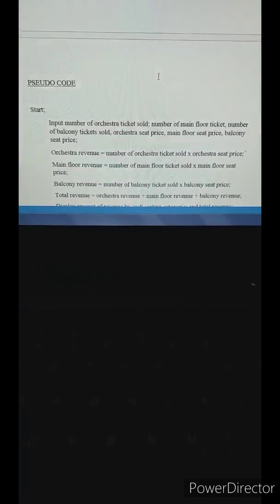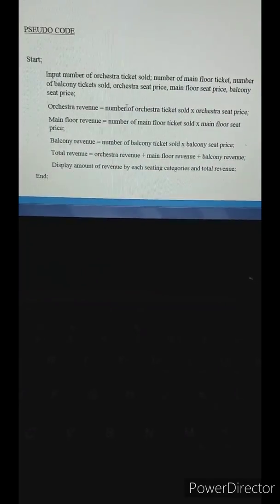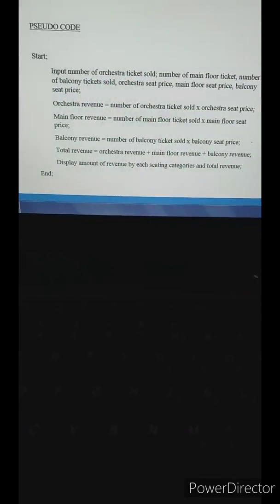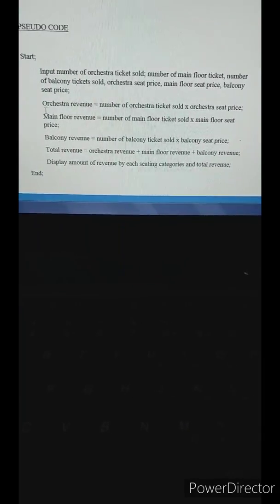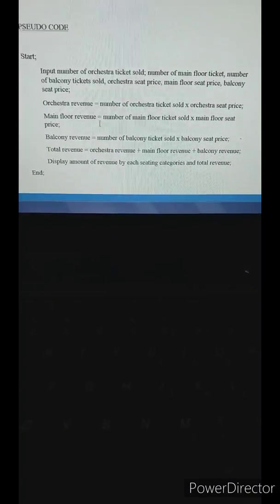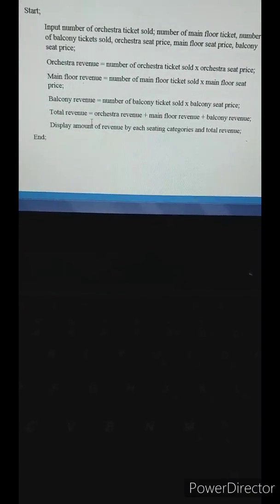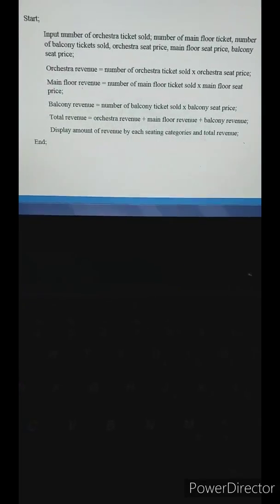Next will be the pseudocode. The pseudocode will be the same as the flowchart. First start, and then the input, then the orchestra revenue, main floor revenue, balcony revenue, and total revenue will be the process. Display the amount of revenue by each seating category and total revenue will be the output.